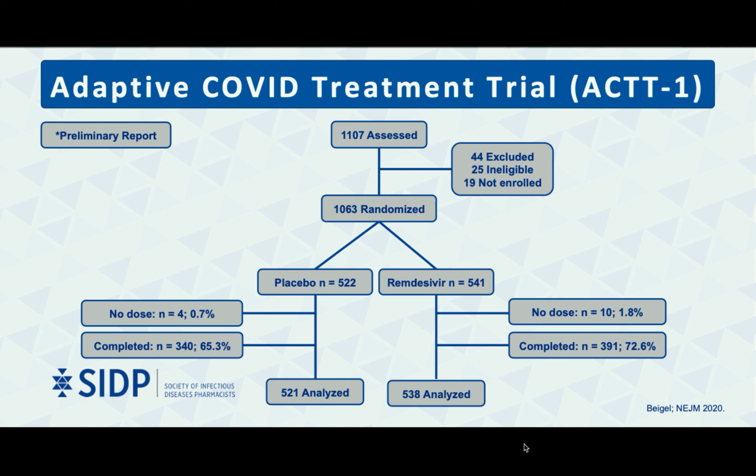Of the 522 patients randomized to placebo, 340 or 65% had completed the study, including death or recovery, by the time of publication, and 521 patients were included in analysis. For the remdesivir arm, 541 patients were randomized, 391 or 73% had completed the study, and 538 of these patients were analyzed as well.